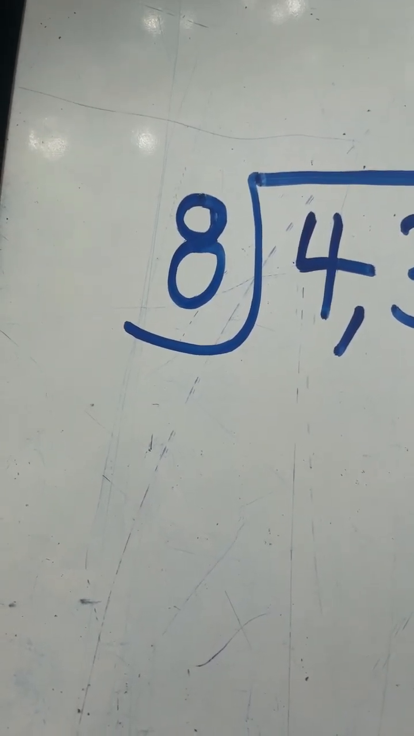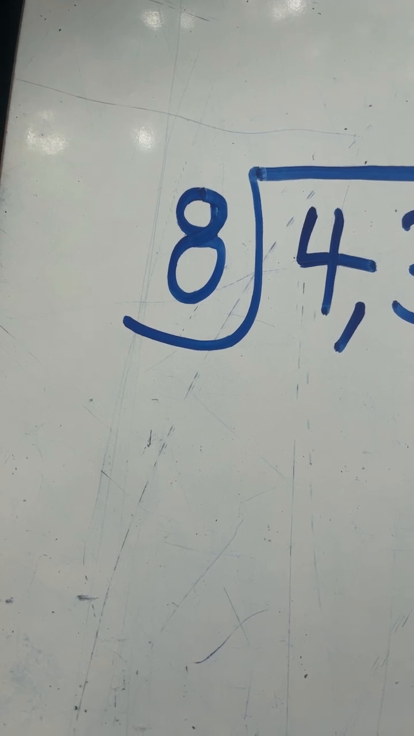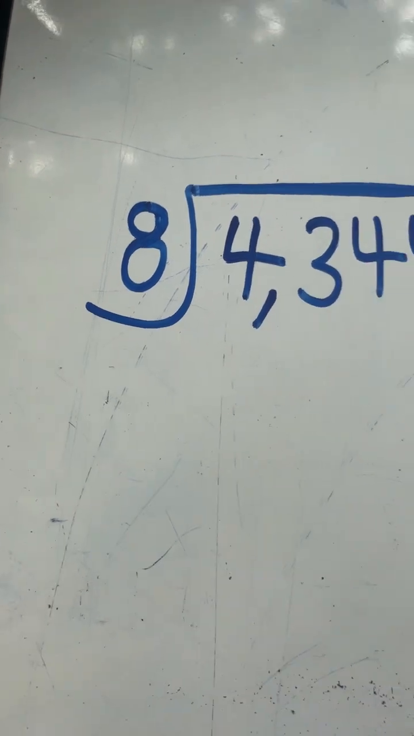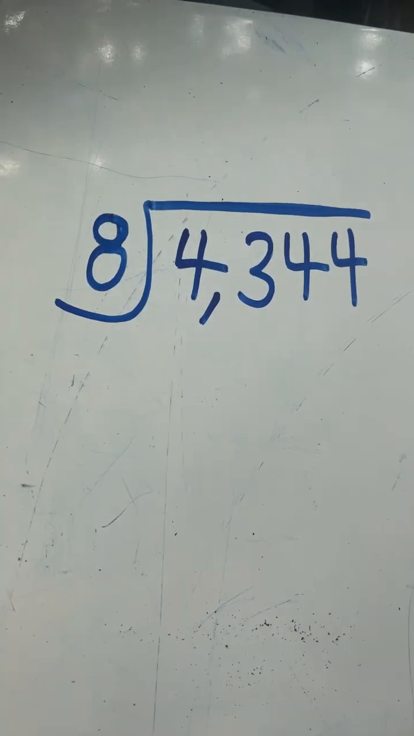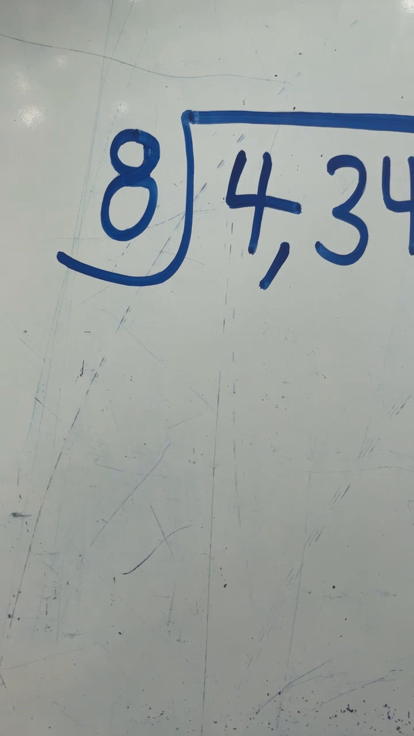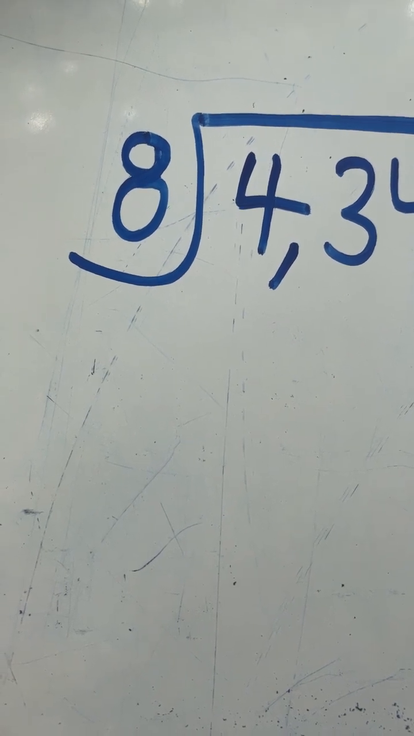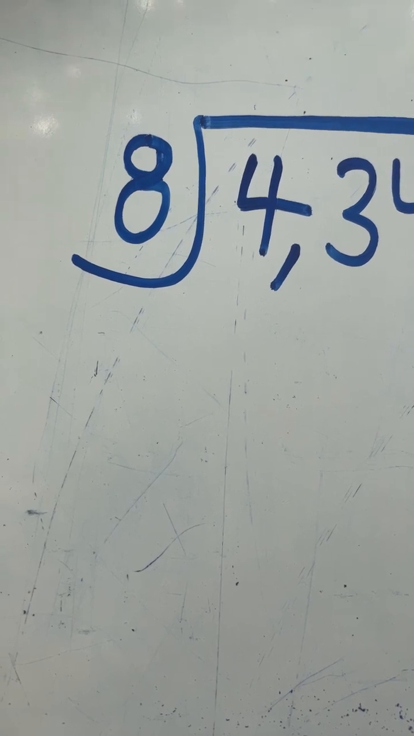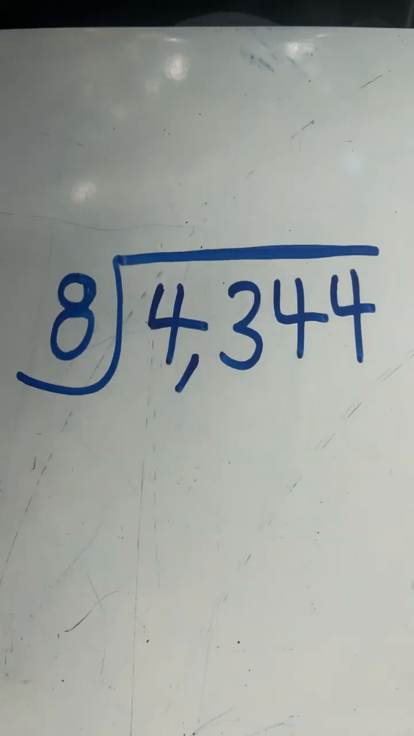So 4 is smaller than 8. The number on the inside is smaller, so we can't start out with 1 digit by 1 digit division. If we start out with 2 digits, 43 is bigger than 8, that works. So 43 divided by 8, I'm going to figure out how many groups of 8 go into 43.